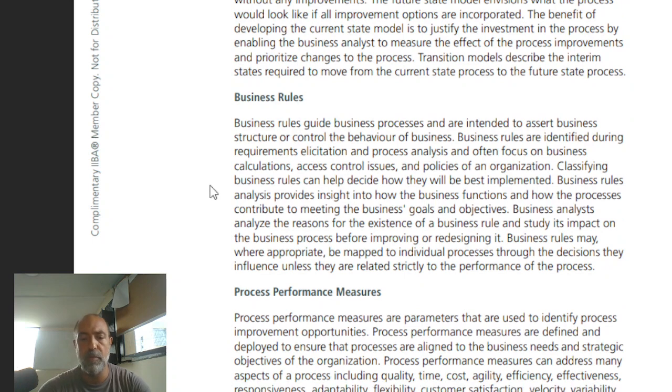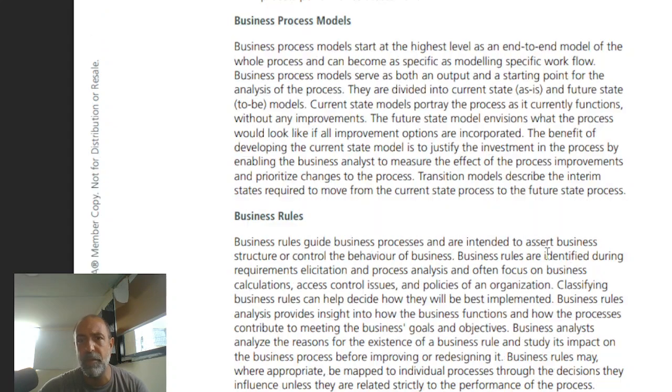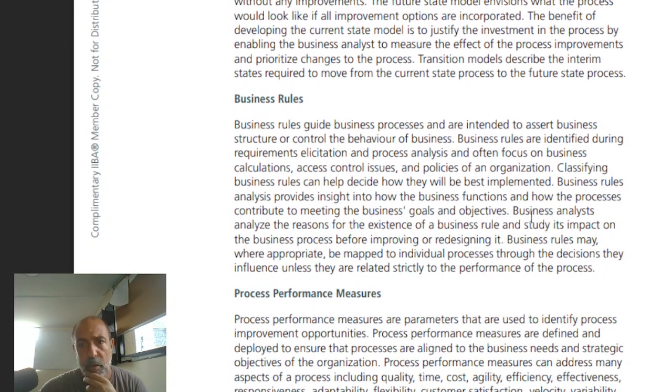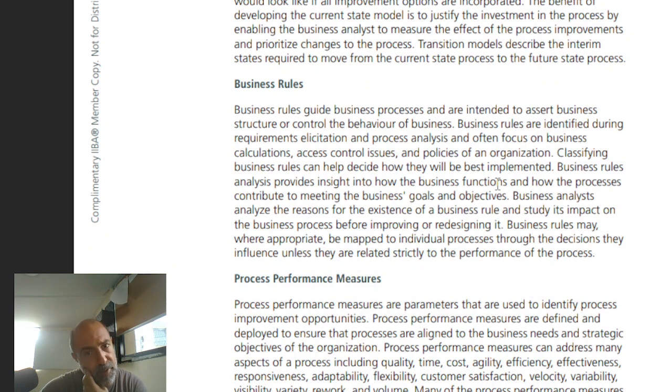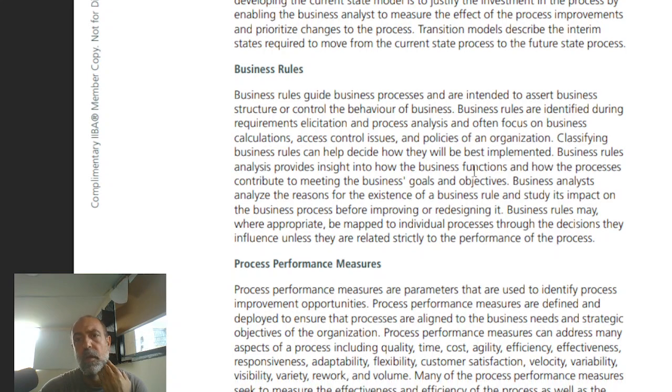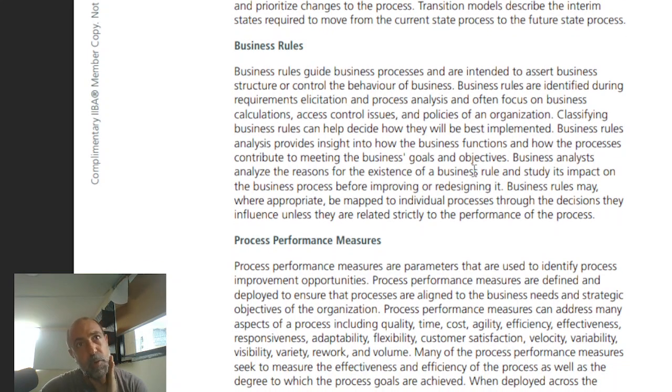Amazing. Now, business rules. Business rules, guides, and processes are all intended to assert business structure or control the behavior of the business. Rules are the constraints, right? Did they not mention constraints? The rules are identified through requirements solicitation and process analysis, and focus on business calculations and access control issues, right? Like, if this is the process, then we have to do 1, 2, 3, 4, 5 this way.